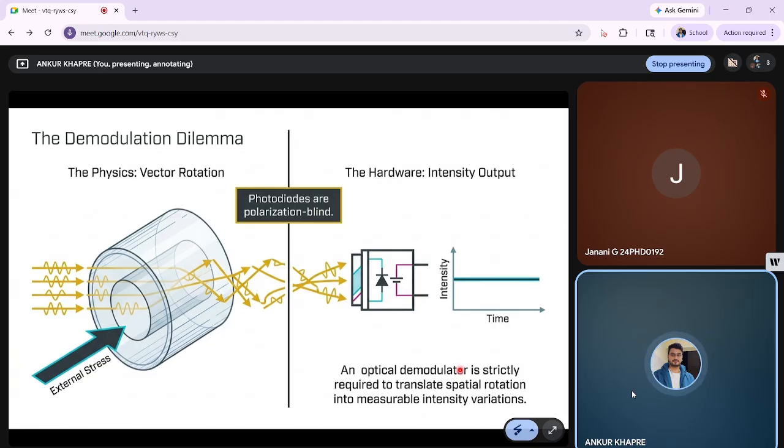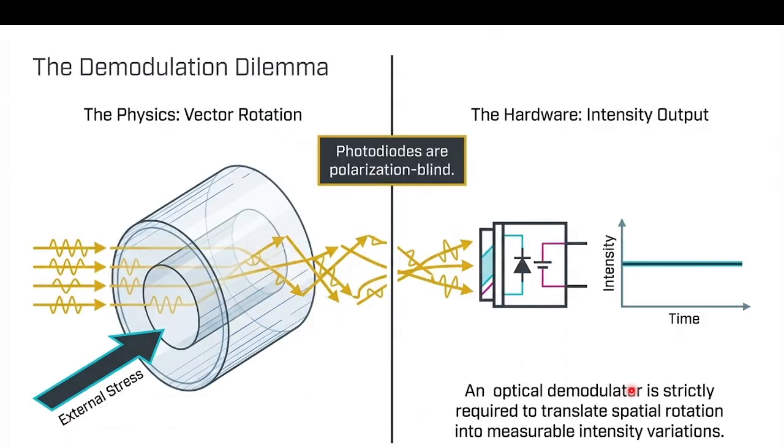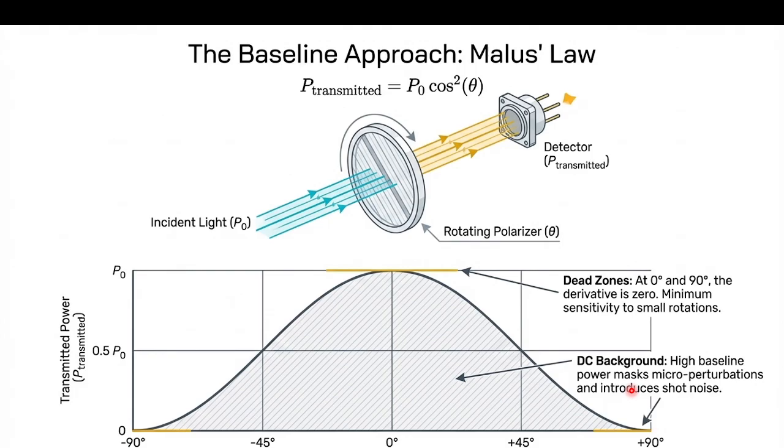Moving towards the next thing, which is the detection part only. So how is it going to be detected? There is a baseline approach, which is Malus's law, where in this equation you can see P transmitted is equal to P naught cos square theta. So the incident light with the polarization intensity will propagate through this rotating polarizer, and there is a photodetector which will be detecting the P transmitted through the polarizer.